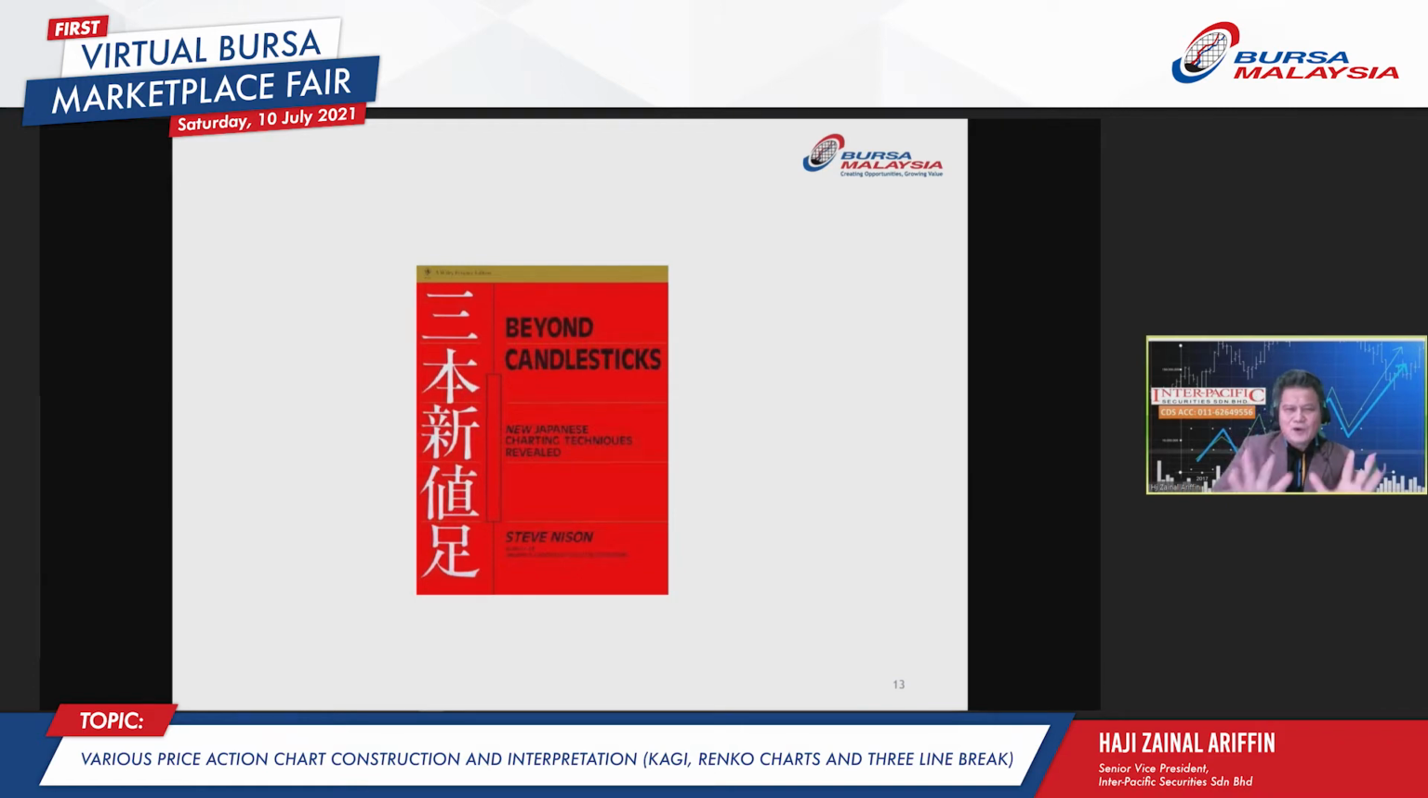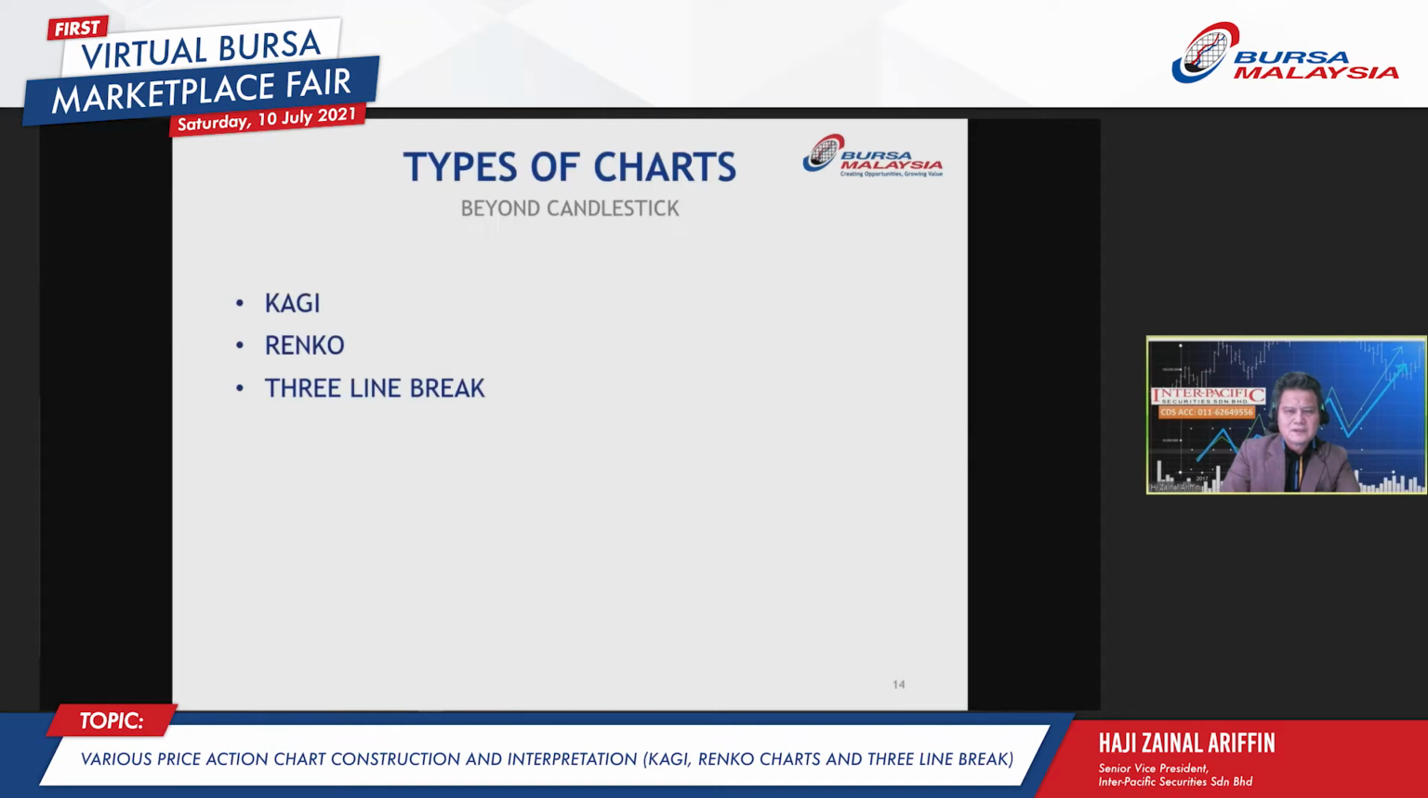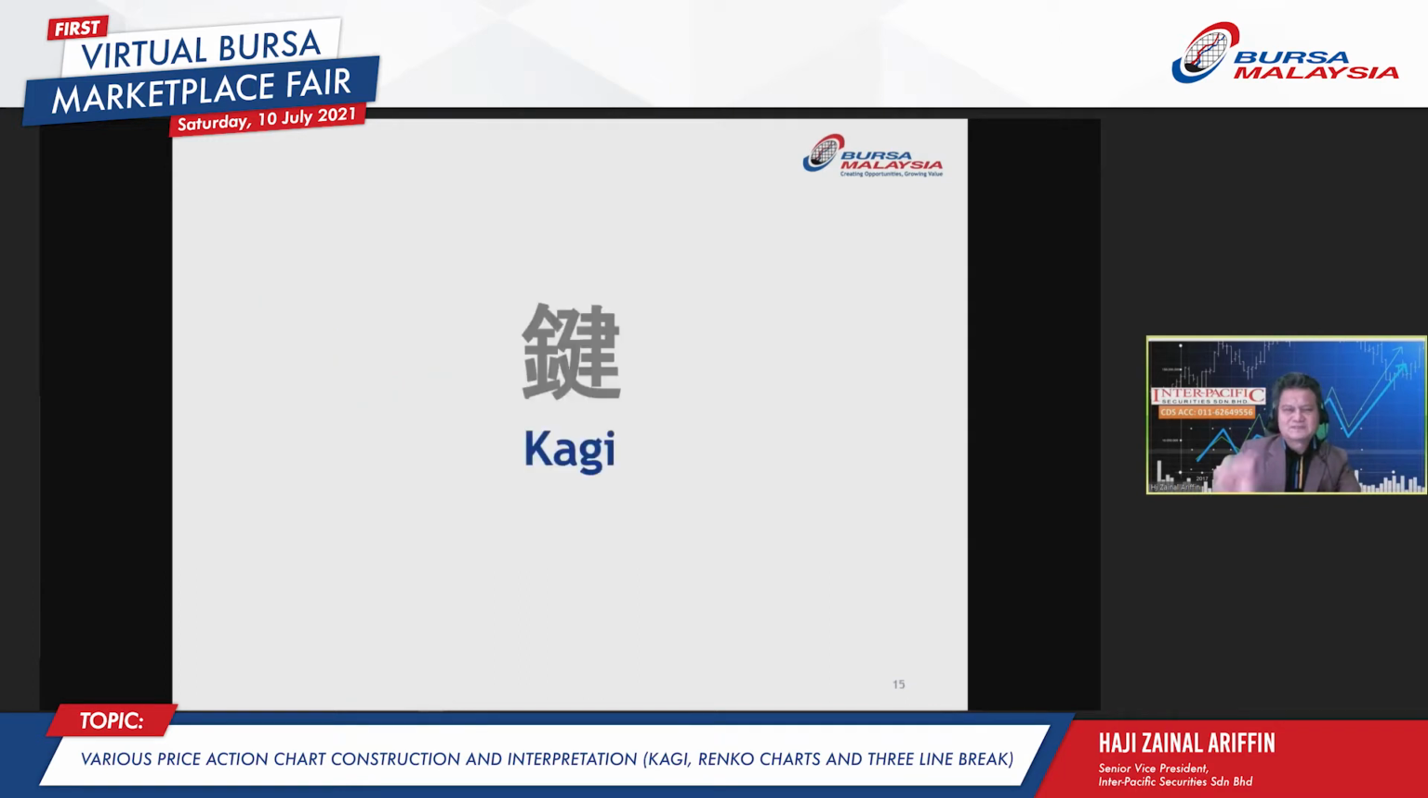Okay, let's see how you are going to use this simple technique to determine the three things that I mentioned just now. There are three techniques I use. You can use only one, you can use all three, which one is up to you. But I'm going to share all three with you today: Kagi, Renko, and also three line break. There are three different ways, and you can use any one of them. Next one.